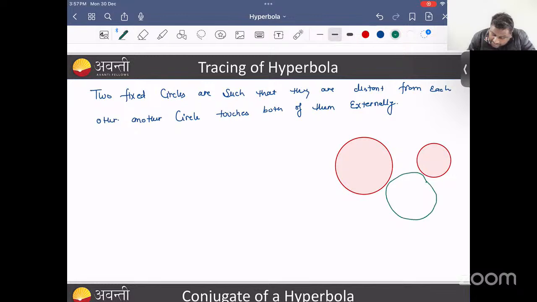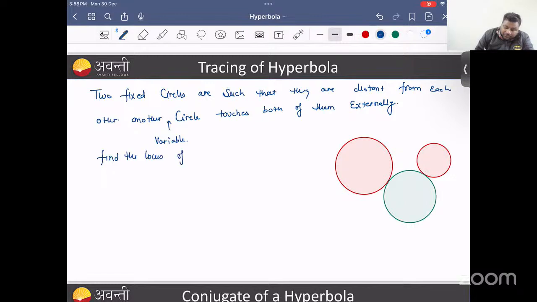And this is a variable circle. Another variable circle touches both of them externally. Find the locus of the center of this moving circle, or variable circle.